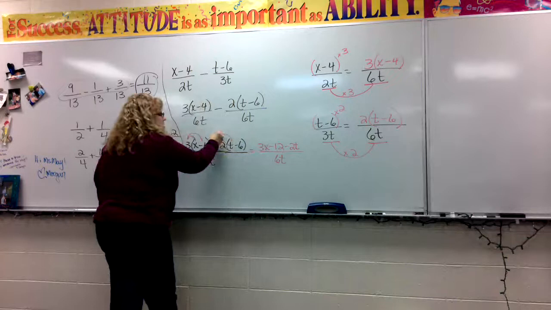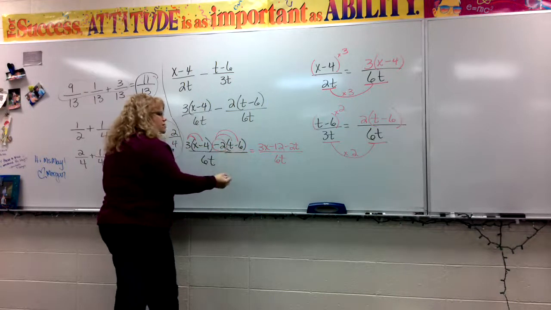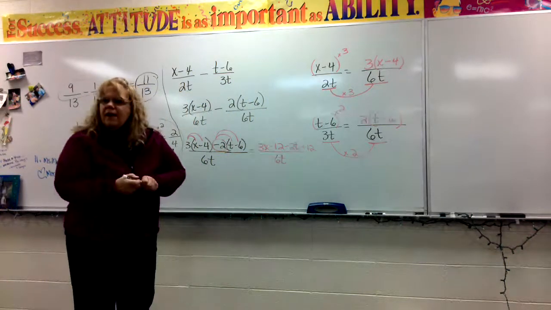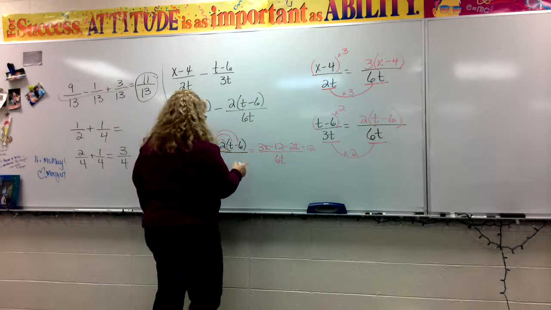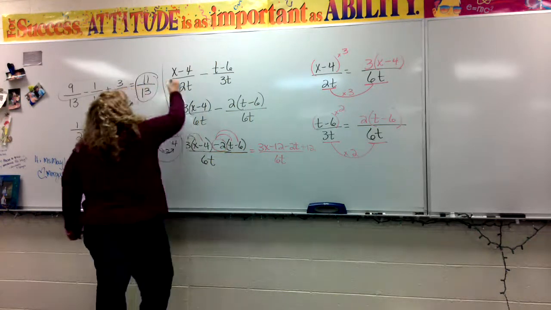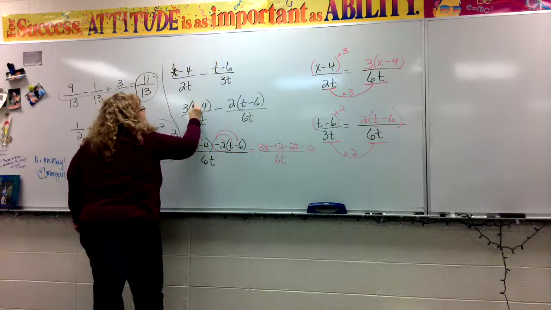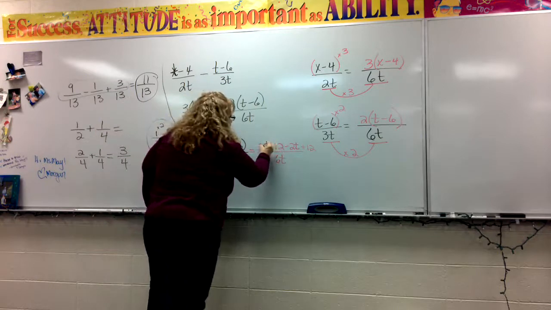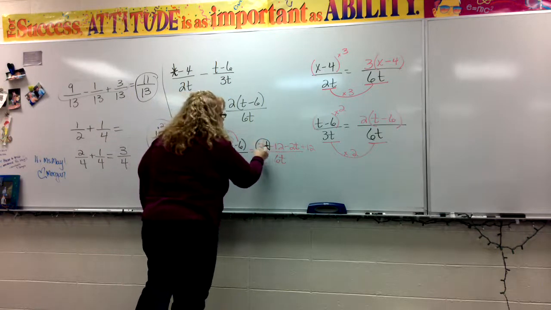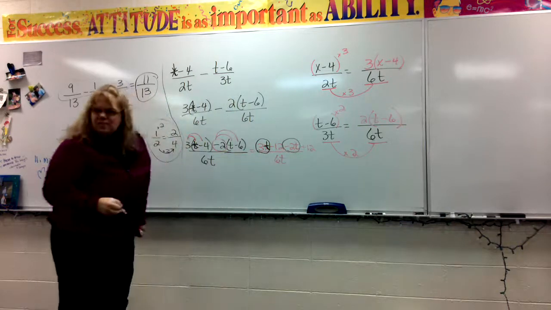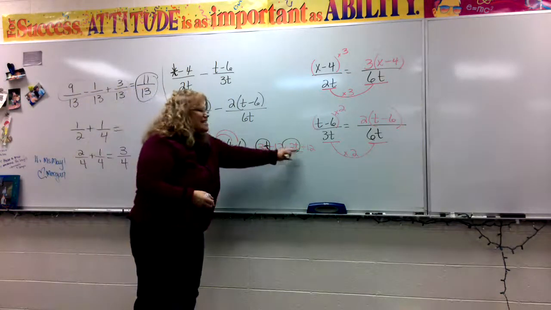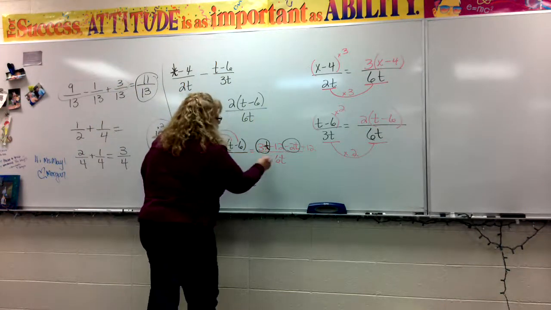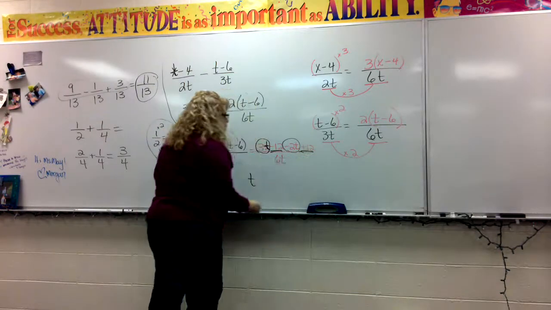And then what do you get here? Plus 12. And then you can combine the like terms. Oops. I think I made a mistake. Now you can combine. They should be like terms, except I made a mistake. 3t take away 2t. T. I got a negative 12 and a positive 12. Nothing.